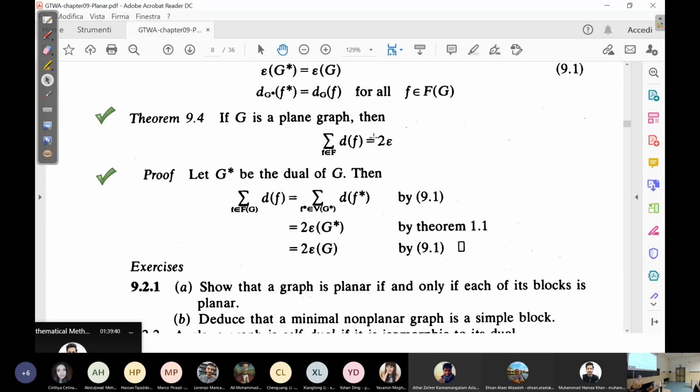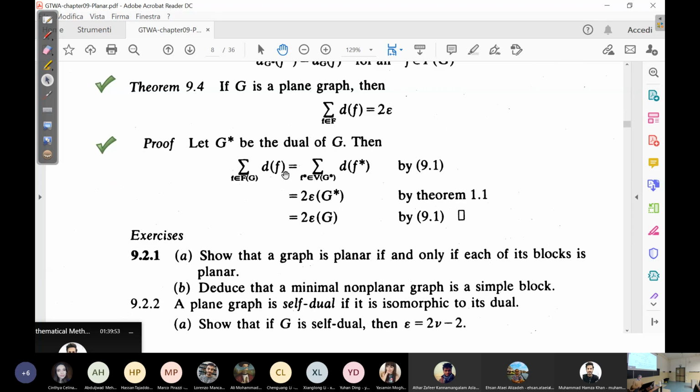Theorem 9.4. If G is a plane graph, then the sum of the degrees of the faces is equal to twice the number of edges. And that's fairly easy. Why? Because the sum of the degrees of the faces is the sum of the degrees of the vertices of the dual. Each vertex with the star corresponds to a face.